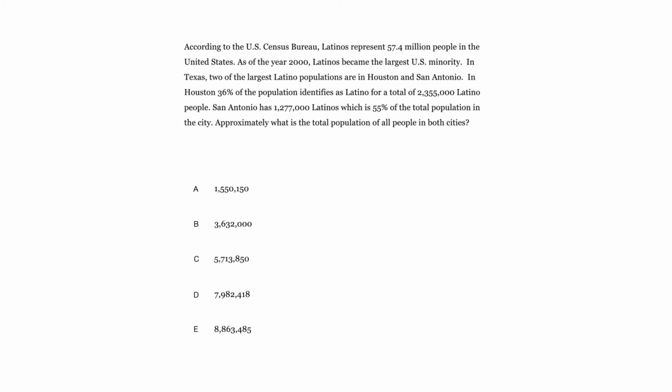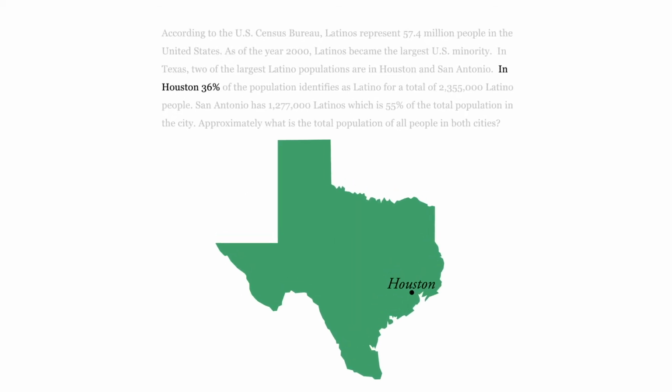All right, so this is a type of question where it's all about setting up the equation correctly. And this is definitely one of those problems that requires a little bit more logic and a little bit less brute force. So in Houston, 36% of the population identifies as Latino for a total of 2,355,000 Latino people. So let's think about that for a second.